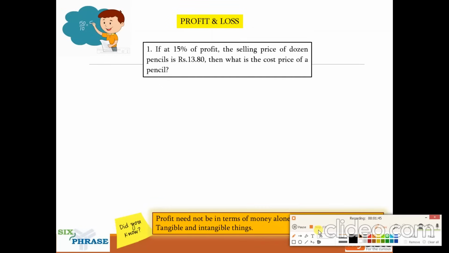So let us just type down the given information. Given, very important, just take down the given and then you start analyzing it. What is given is that there is 15% profit. So profit percentage is given: 15 percent is the profit percentage. The selling price of a dozen pencils is 13.80. So the selling price of 12 pencils is given. What is a dozen? A dozen is 12. Selling price.